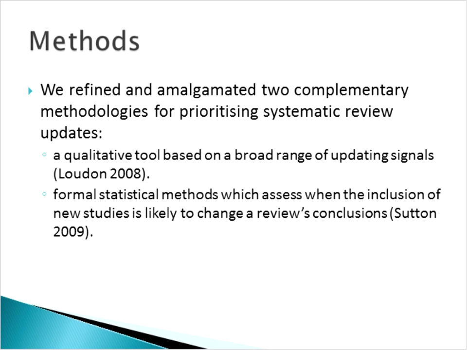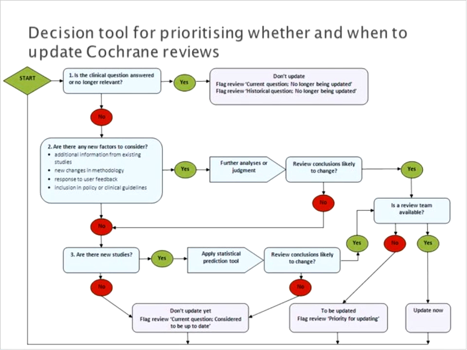And so we did this by trying to refine and amalgamate two complementary methodologies that existed for prioritising systematic reviews. One of these was a qualitative tool based on a broad range of signals, and one was some statistical methods which looked at when new studies were likely to change a review's conclusion. This is what our tool looks like, and I'm going to talk you through the different steps.